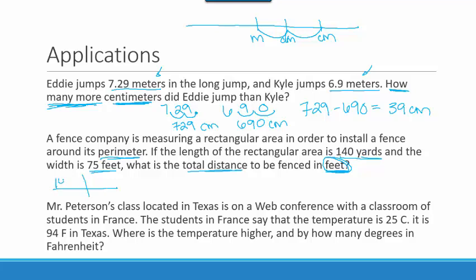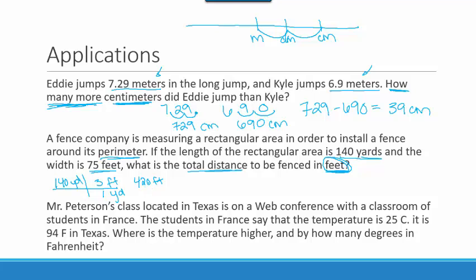So we'll do 140 yards. Put yards at the bottom, feet at the top. We know that 1 yard is equal to 3 feet. And so since they're both at the top, we're going to multiply. So if we do 140 times 3, that gives me 420 feet.